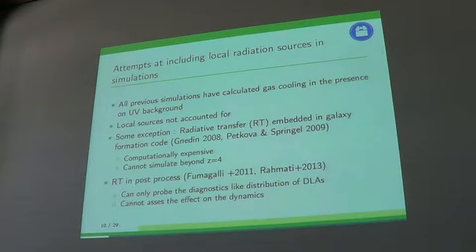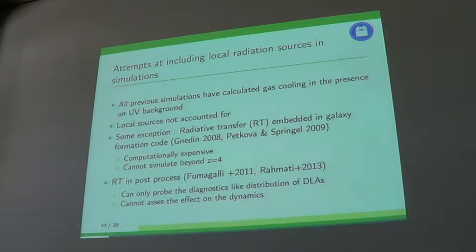So I'm a simulator. First, I'll just mention some attempts to include radiative transfer in recent years in simulations. First to mention that most of the galaxy formation simulations use just the UV background to calculate the cooling rate in galaxies. But of course there are exceptions.